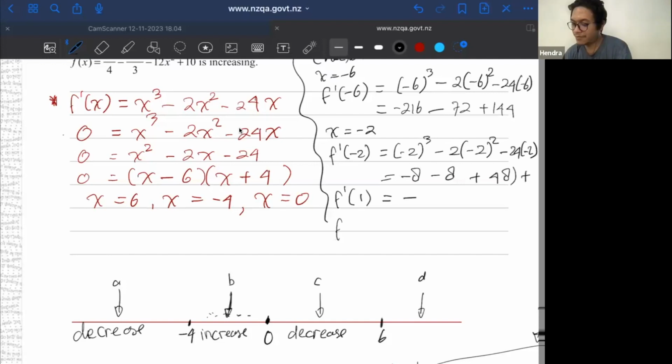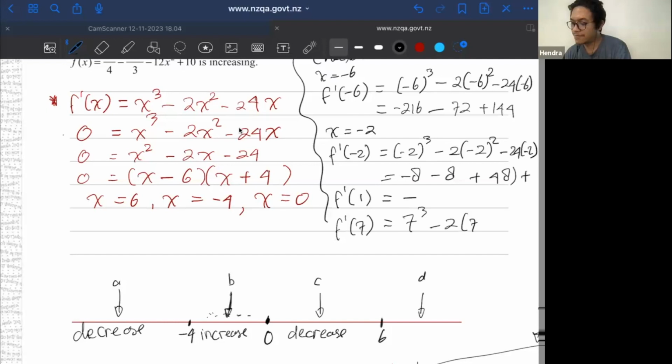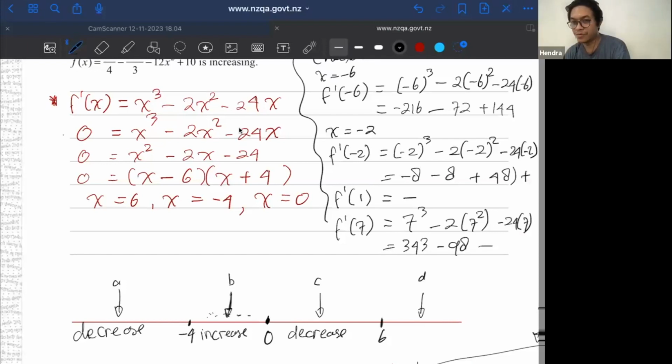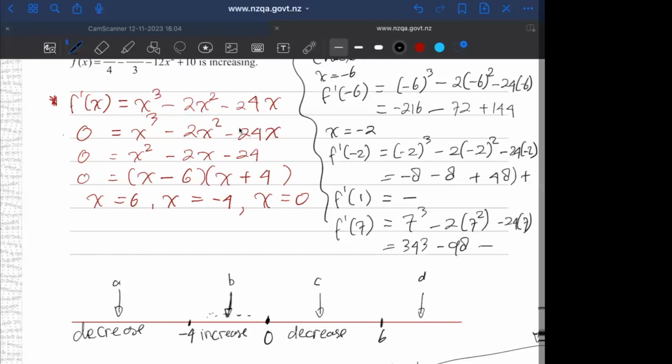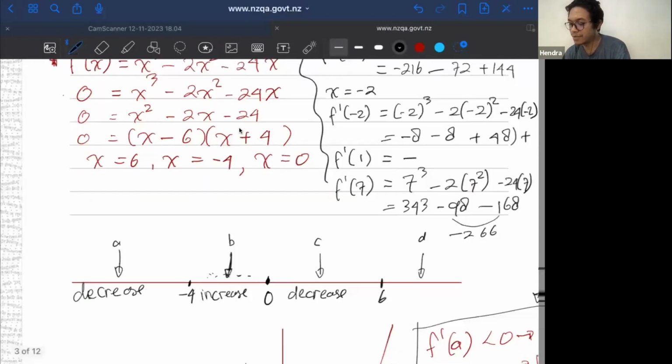f prime of 7. This is a big number. 7 cubed, 7 times 49, what's that? 343. 49 times 2 is 98. 24 times 7 is 168. So this will be 266 minus... so still positive. So increasing.